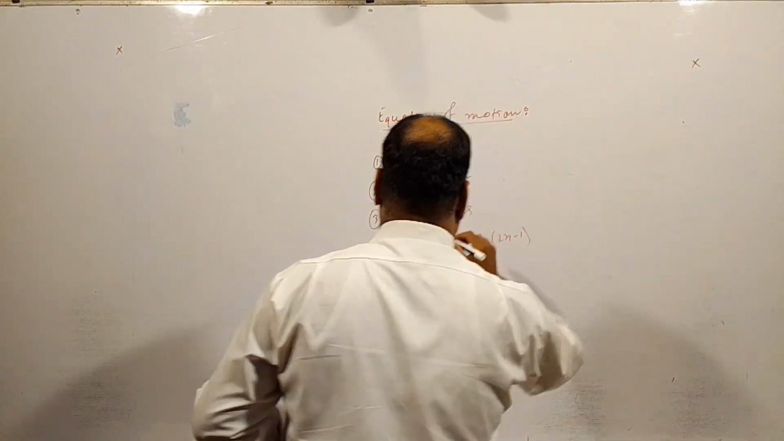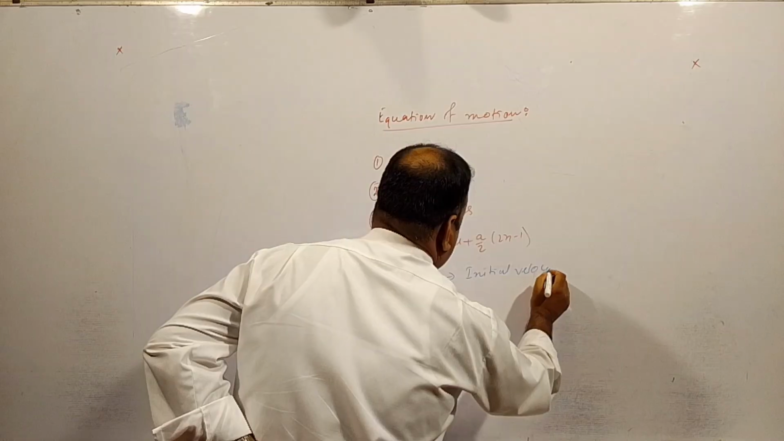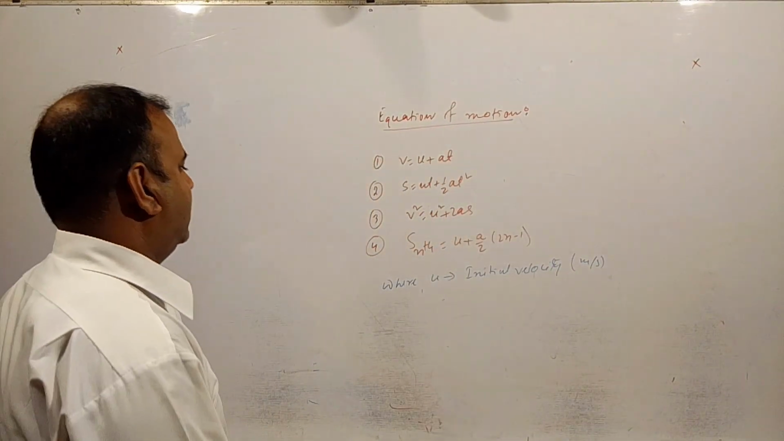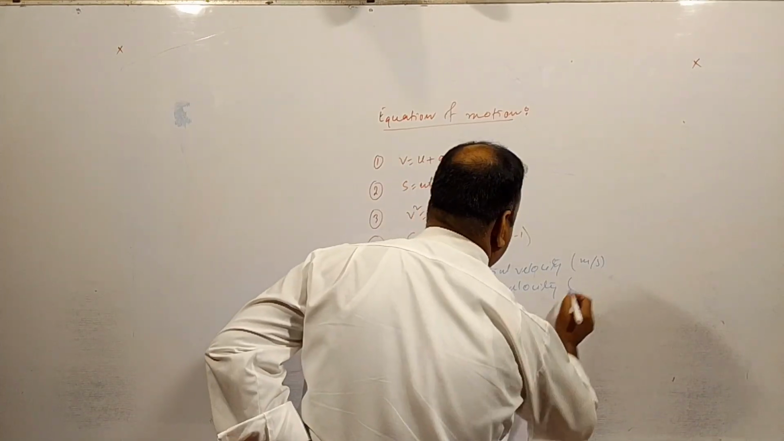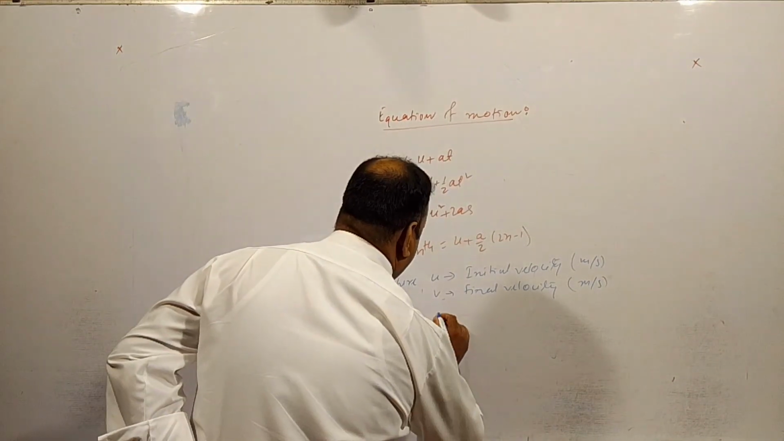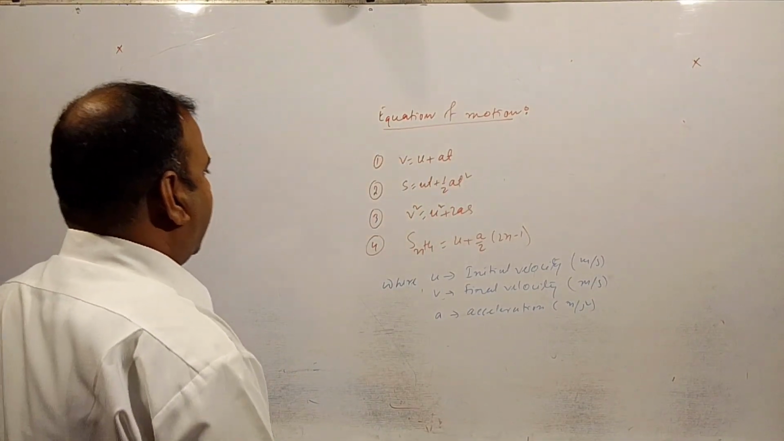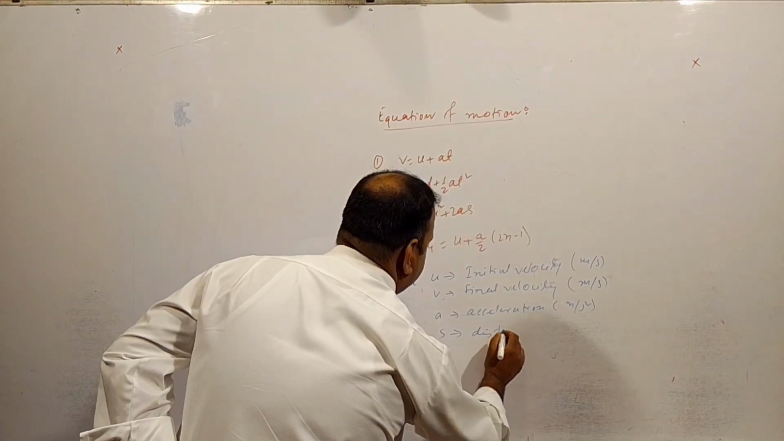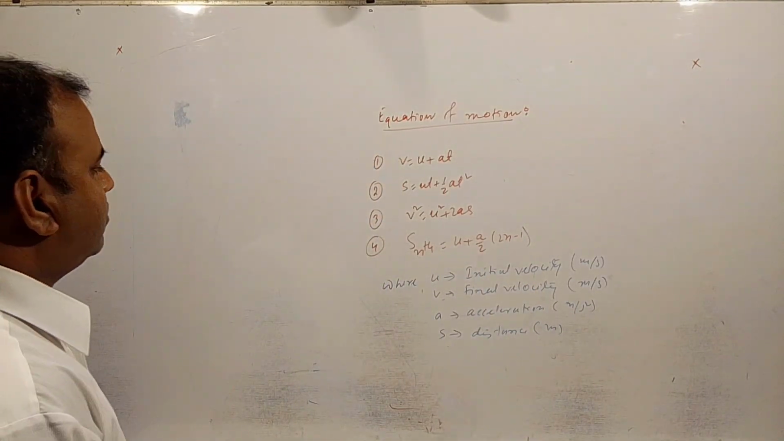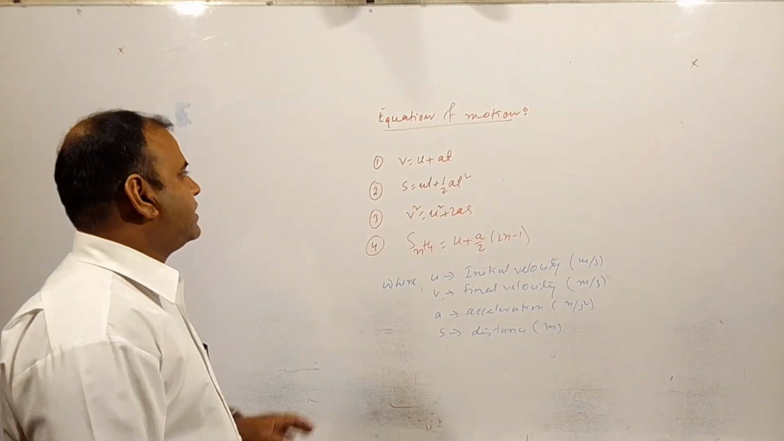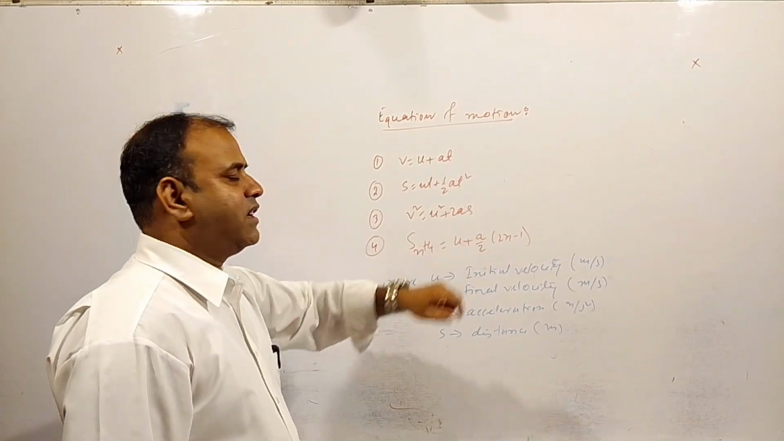Here you can see U means initial velocity, in meter per second. V means final velocity, in meter per second. A means acceleration, which is in meter per second square. S means distance, in meter. And n means a number. Now these are the physical significance of the given formulas: V is equal to U plus AT, S is equal to UT plus half AT square, V square is equal to U square plus 2AS, Sn is equal to U plus A by 2 times (2n minus 1).